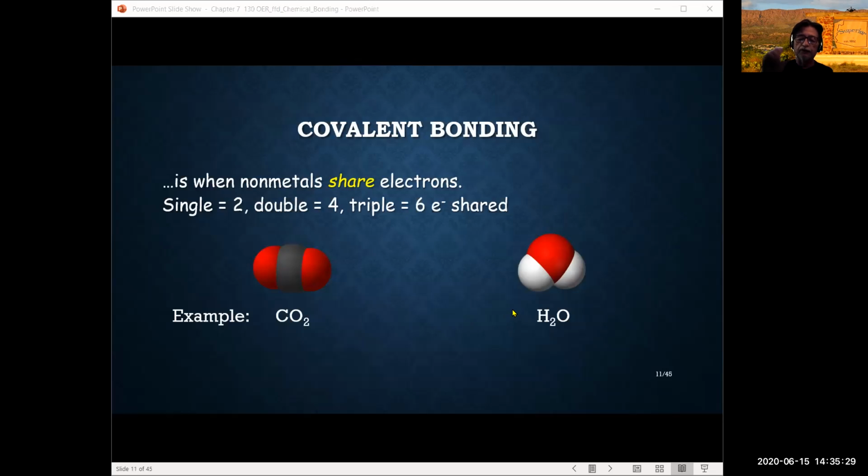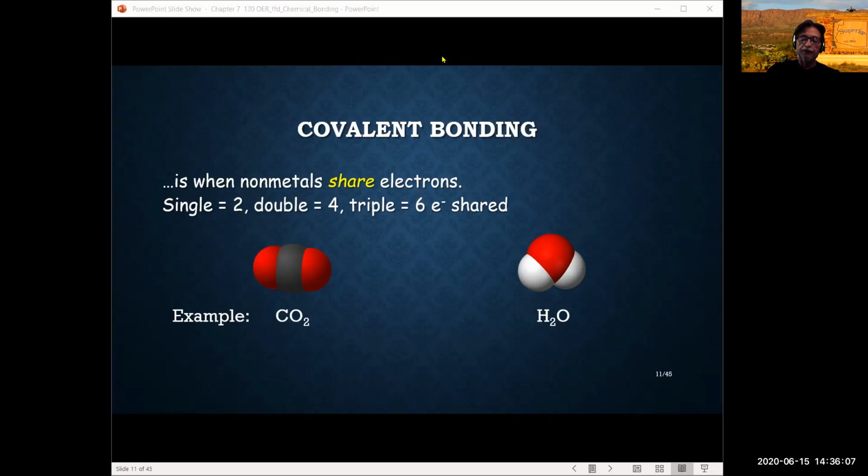Okay, now we get to covalent bonding, and that is a combination between two nonmetals. And when we do that, we get what are called shared electrons. We literally are creating a bond between two different elements, or the same elements, or two different nonmetals. Okay? You're going to have three types of bonds here. You can have a single bond, a double bond, and a triple bond.